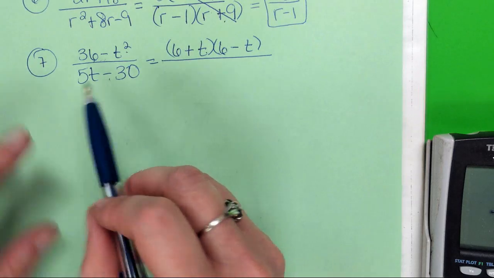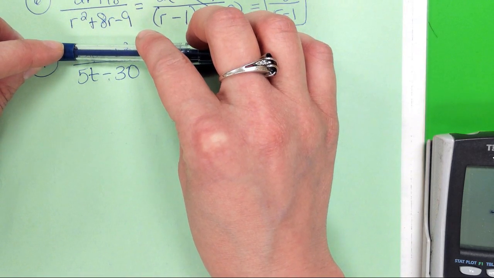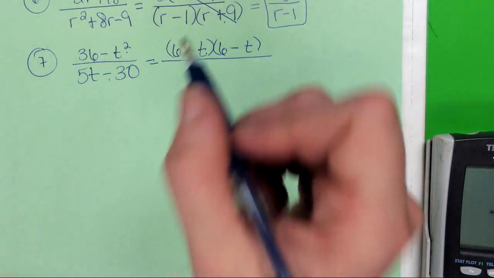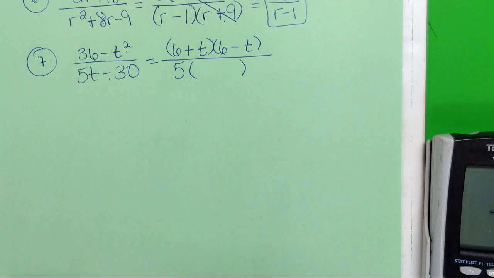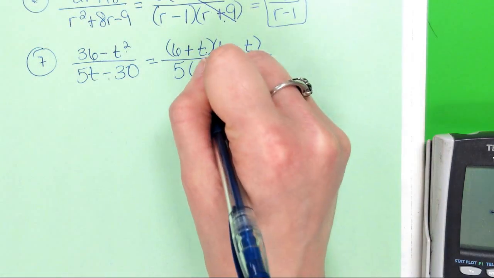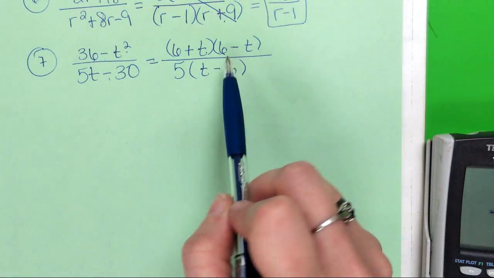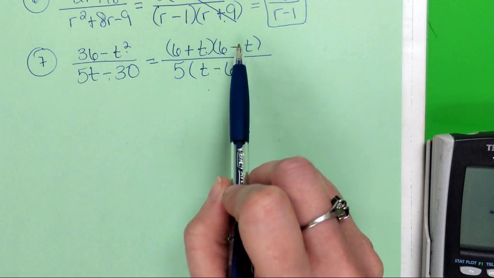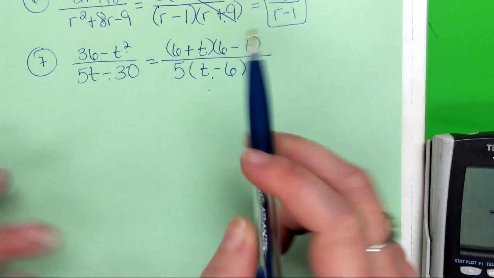All right. Let's look at the bottom. Common factor is 5. So if I take it out, a 5, T minus 6. Alright, now this one's a tad bit tricky, okay? These two do not cancel yet. You gotta move them around, right? So let's move them around.